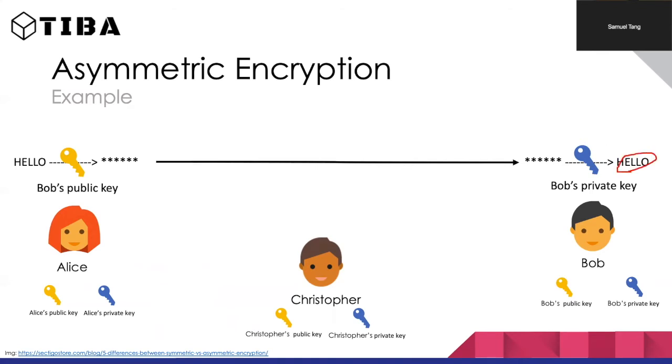And now Christopher here, although he could intercept the message and get the encrypted message, he couldn't decrypt it because he doesn't have access to Bob's private key. He only has access to Bob's public key. So that's the idea of asymmetric encryption. You have two keys versus one key in symmetric encryption.